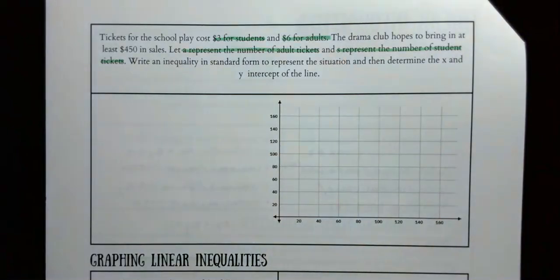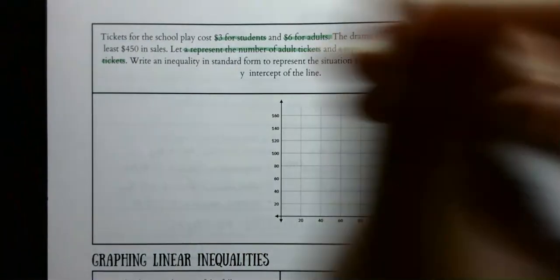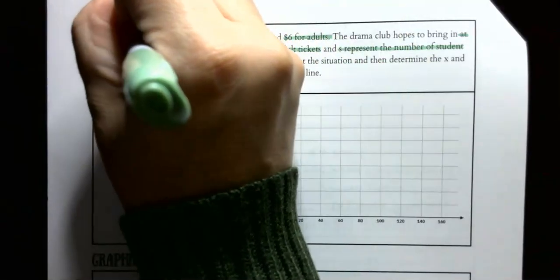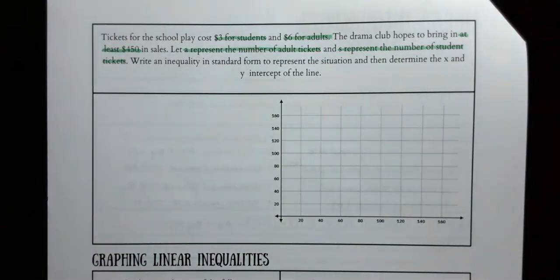So not only do we have both of our variables, but we have both of the values that go with those. The last number that we're looking at is that they hope to bring in at least $450. When we're using the words at least, we know that we'll be happy with $450, but we can do more. So it will be greater than or equal to 450.